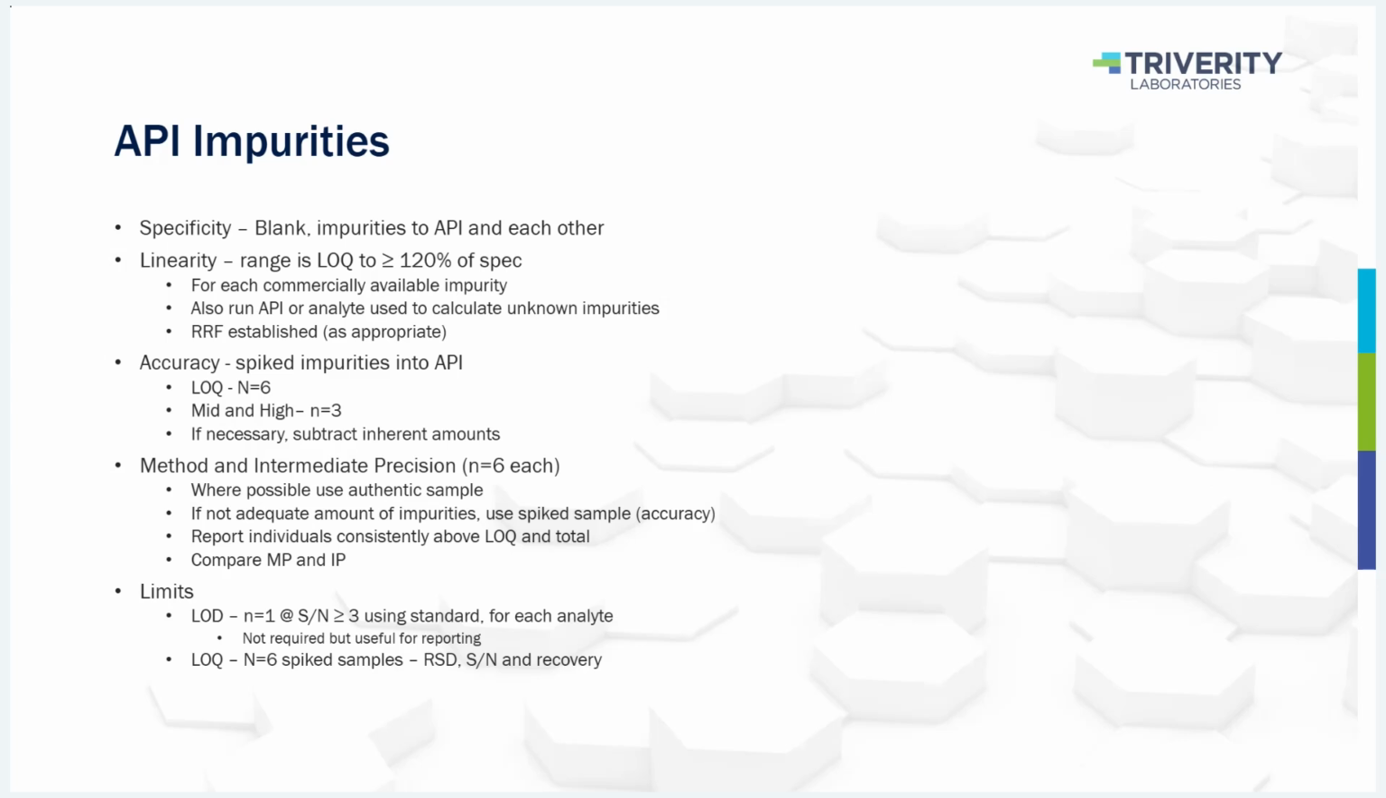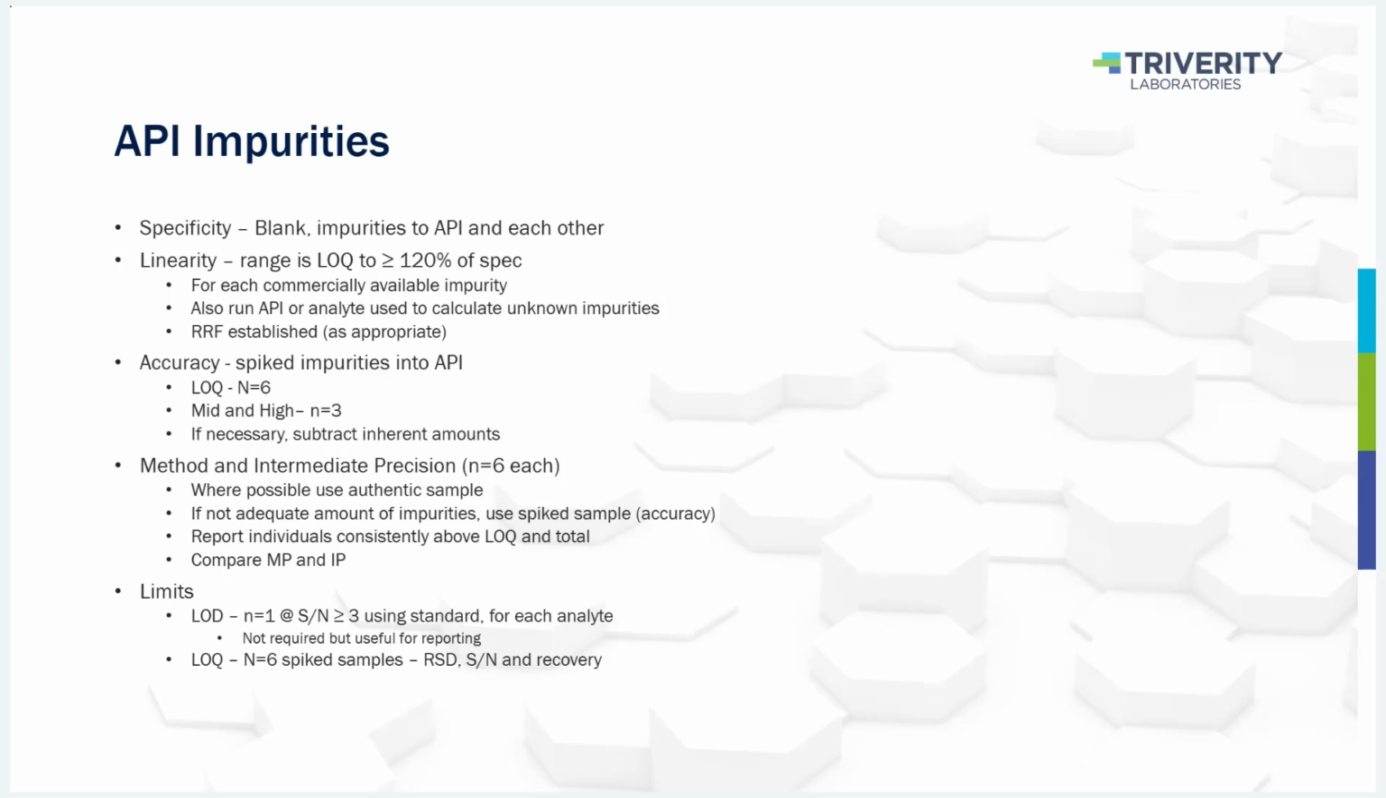So then we do method and intermediate precision. Again, authentic sample. If there's not enough impurities in it, spike it. It doesn't matter for method and intermediate precision what the concentration of those impurities are. Ideally, they are less than the specification, certainly within the range of the method, but it doesn't matter that you necessarily have all of them for method precision. You need to have some of them, and you want to look at not just the individuals, but you also want to look at the total impurities.